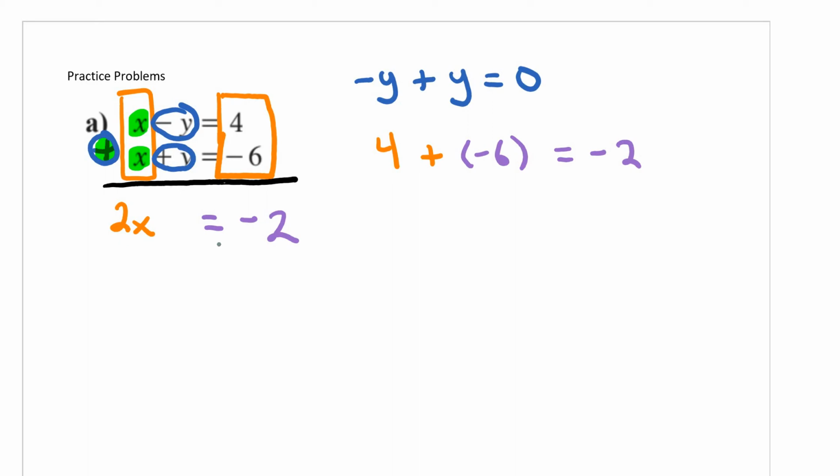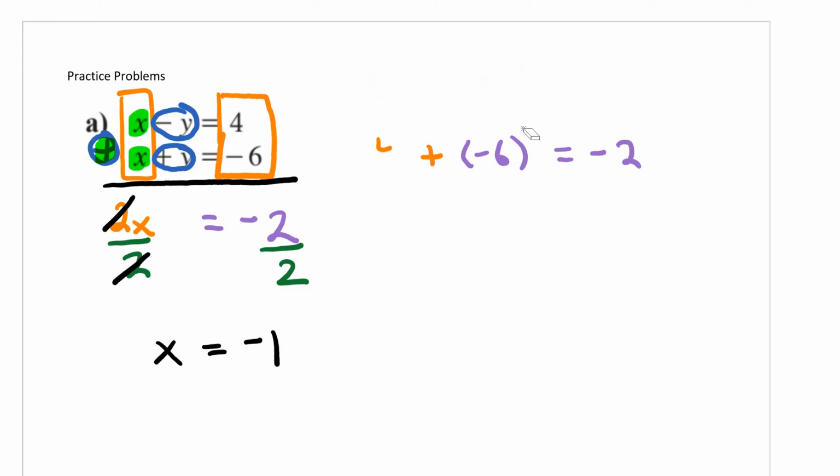Then from here on, you want to divide both sides of the equation by 2. You'll notice that these 2's cancel off, and negative 2 divided by positive 2 is going to be negative 1. So there is the value for x, and what you need to do now is go backwards and find the value of y.